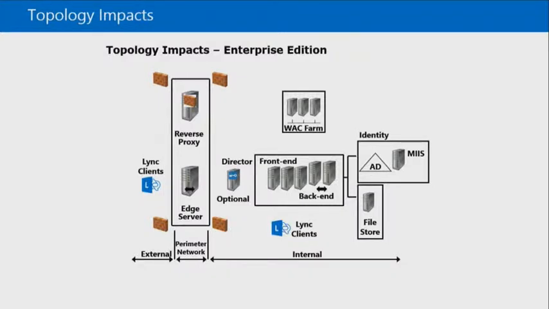So when we're talking about this from an enterprise edition point of view, we talked about topology impacts. That is, when you've made the decision to deploy enterprise, you've made that decision because you want high availability and scale, right? So it natively translates that you probably want that same capability and scale in your Office web app farm. So we do talk about a WAC farm, an Office web app server farm, proxied by redundant reverse proxies.